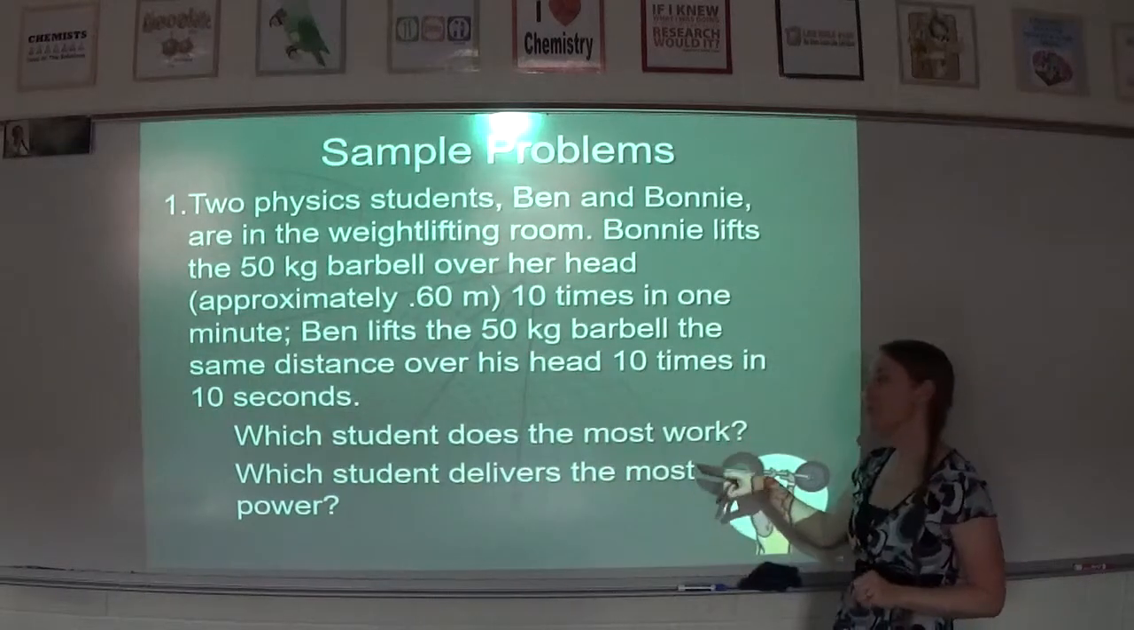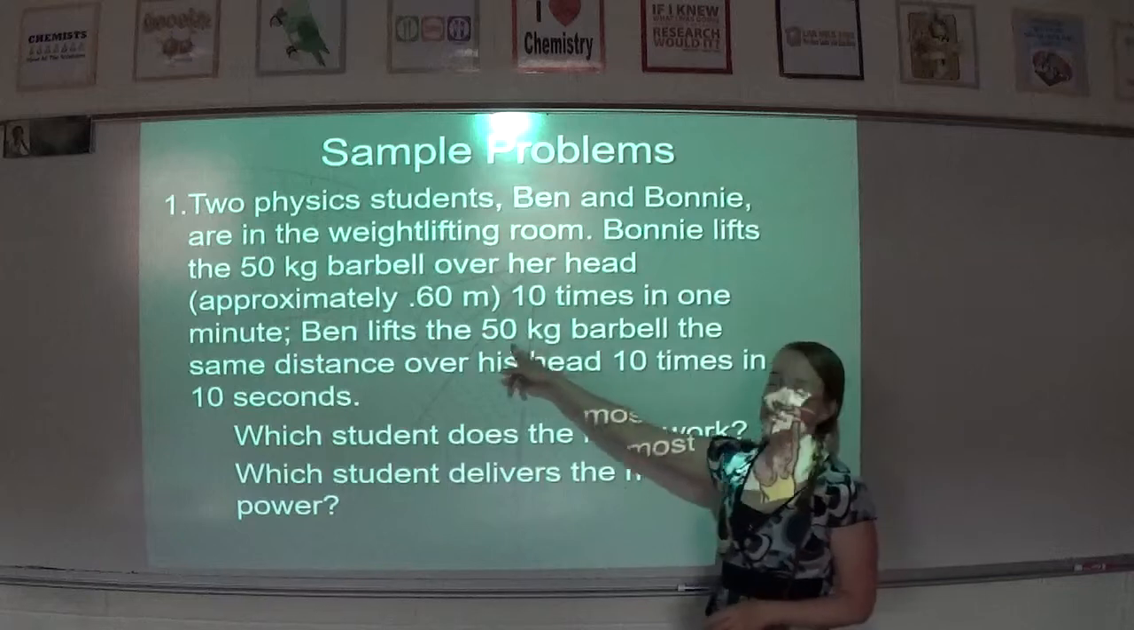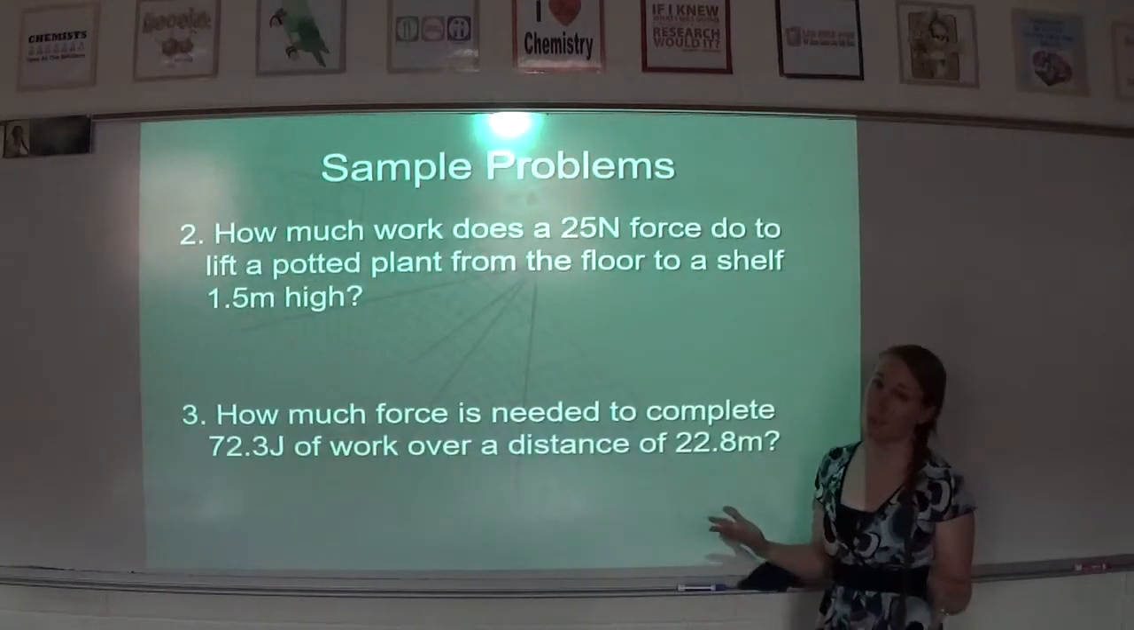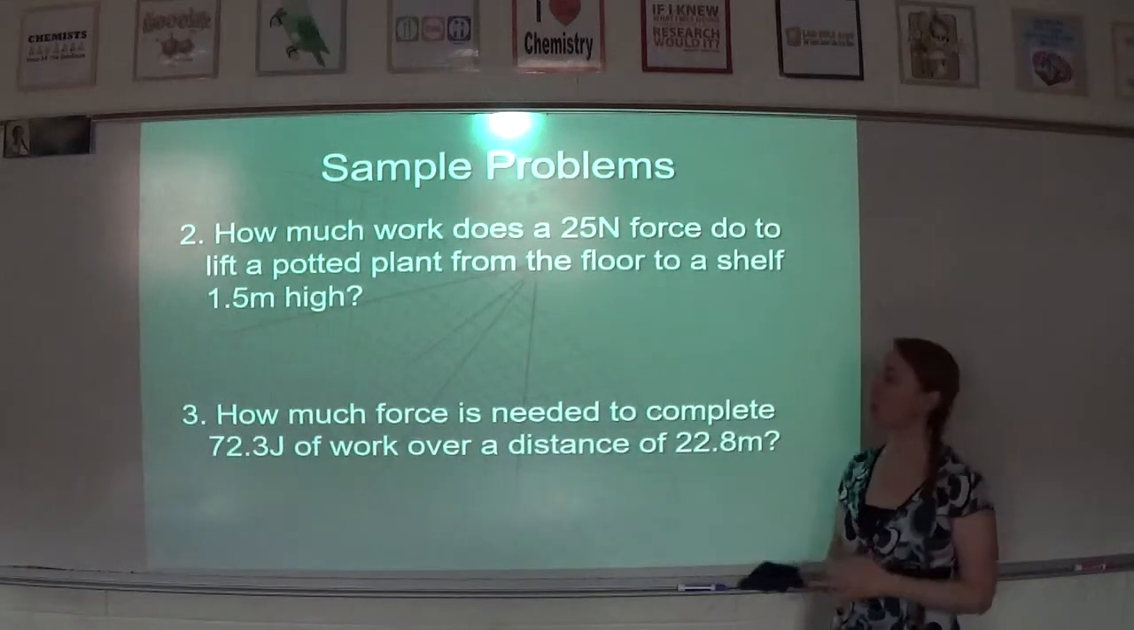All right, but then it says which student delivers the most power. Well, who did it faster? Ben did it faster, so Ben is the more powerful. Okay, so they both did the same amount of work, but since Ben did it faster, he's more powerful. So let's look at a little bit more math.